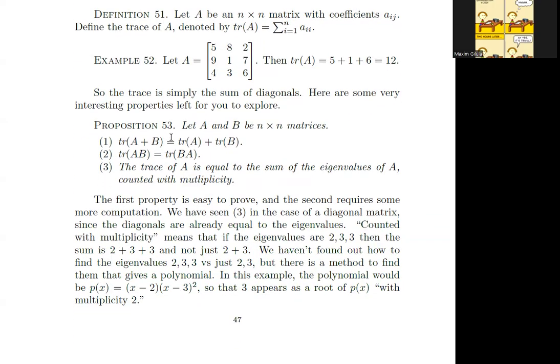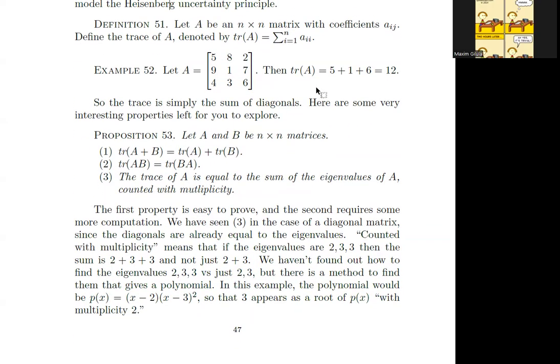So let A be an n by n matrix with coefficients a_ij. Define the trace to be the sum of the diagonals. So for example, if A is this matrix, then the trace is 5 plus 1 plus 6. And that's it. It's very easy to compute.